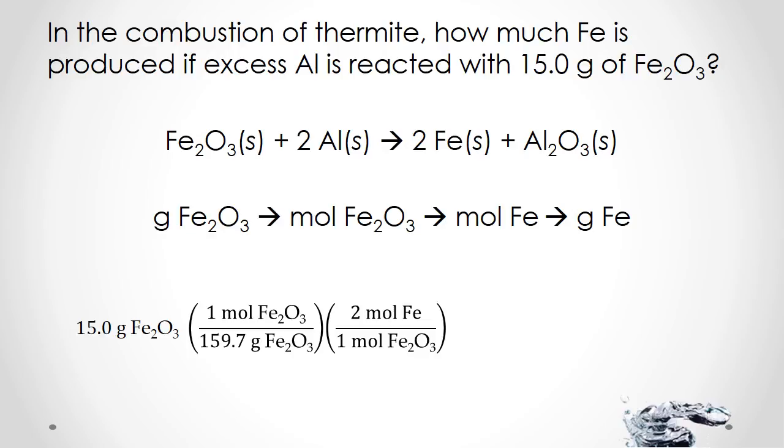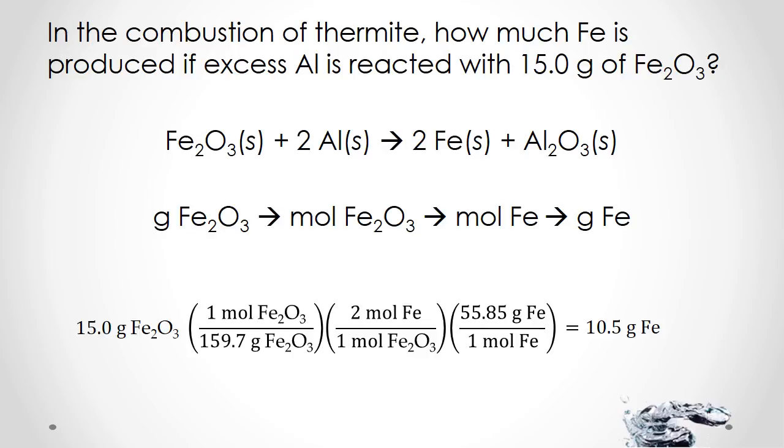Finally, the last step is using the molar mass of iron to convert from moles of iron to grams of iron. The molar mass of iron is 55.85 grams from the periodic table. And when we plug everything into our calculator, we're going to end up getting 10.5 grams of iron made. So we take 15 grams of Fe2O3 and we make 10.5 grams of iron.